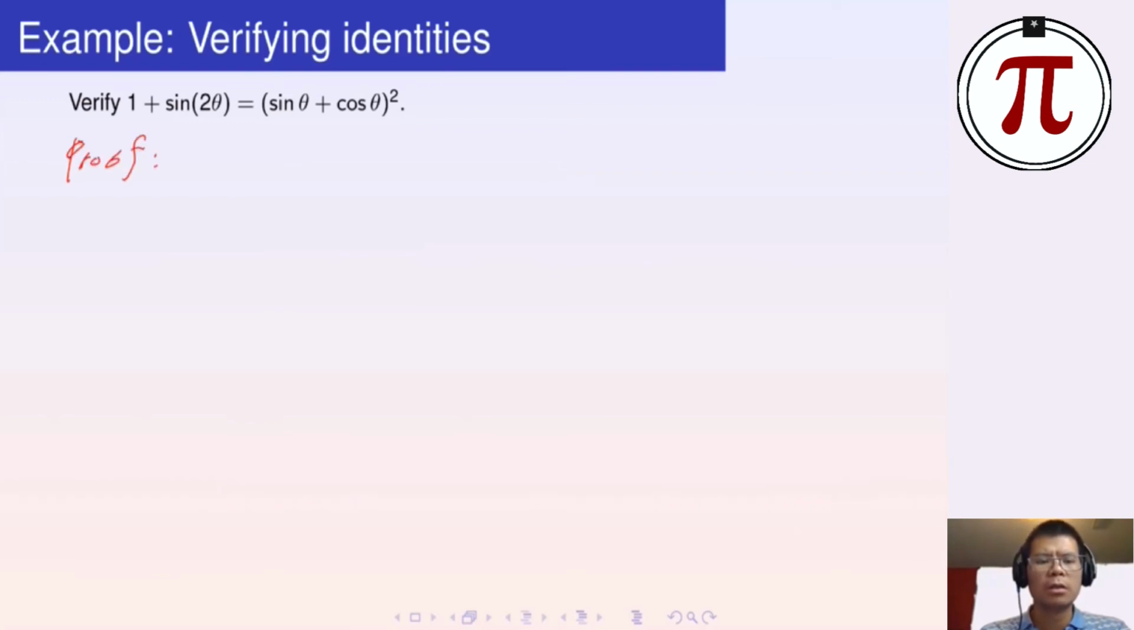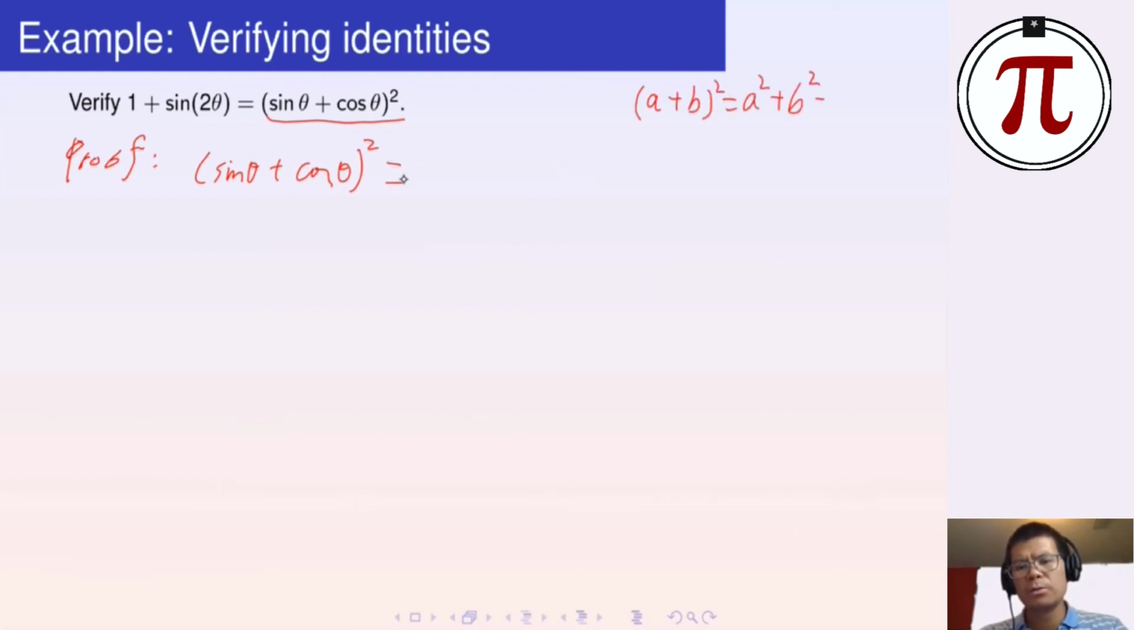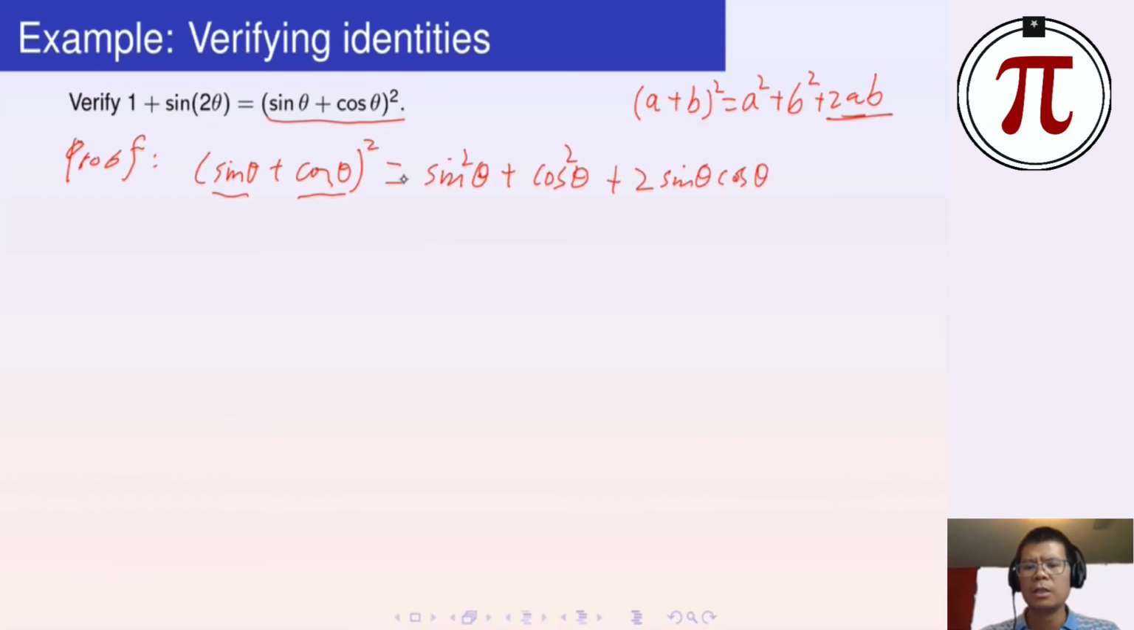All right, proof. Now let's consider this one. How to open this parenthesis? Open this complete square. Now, anybody remember the formula we did yesterday? (a plus b) squared equals what? Anybody remember this? Okay, so for this one, this is the first term, this is the second term, right? The square of the first term, sine squared theta, plus the square of the second term, cosine squared theta, and plus 2 sine theta cosine theta.